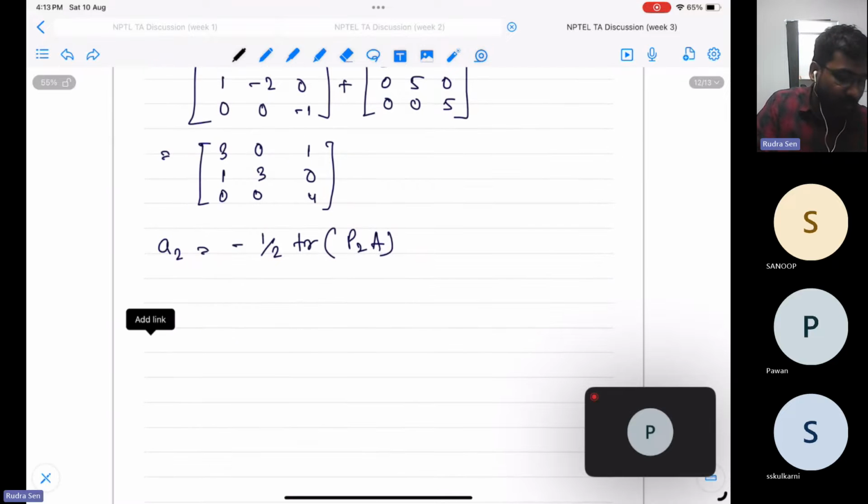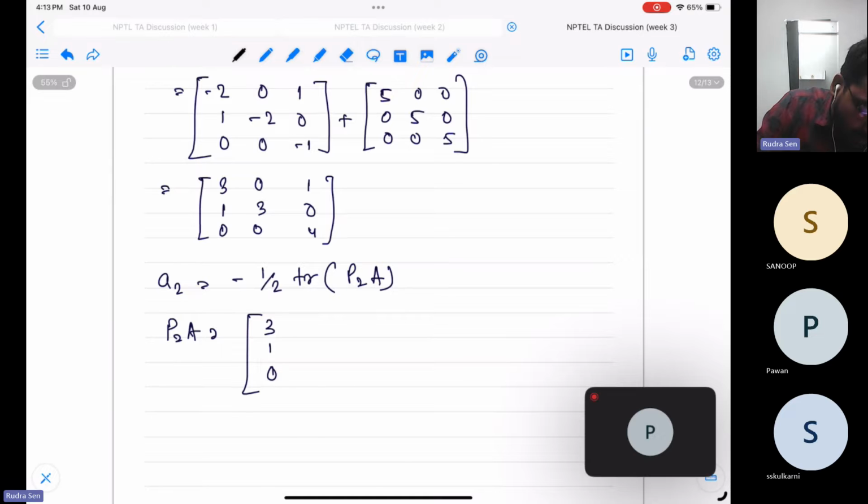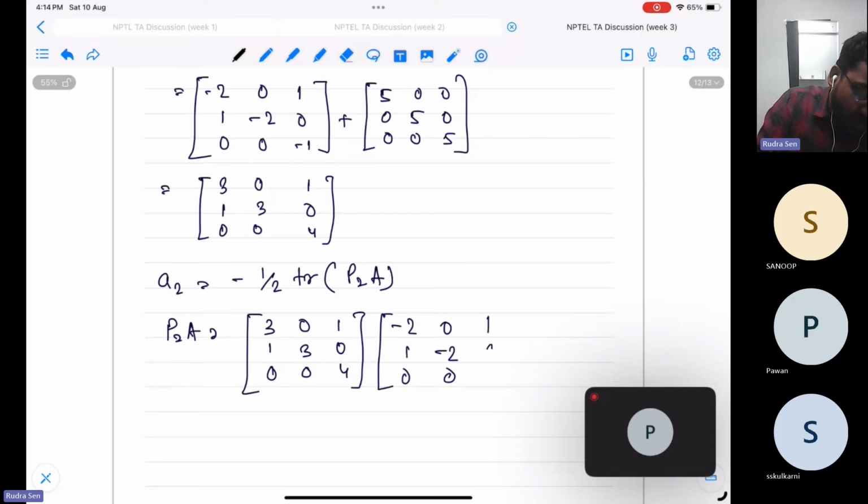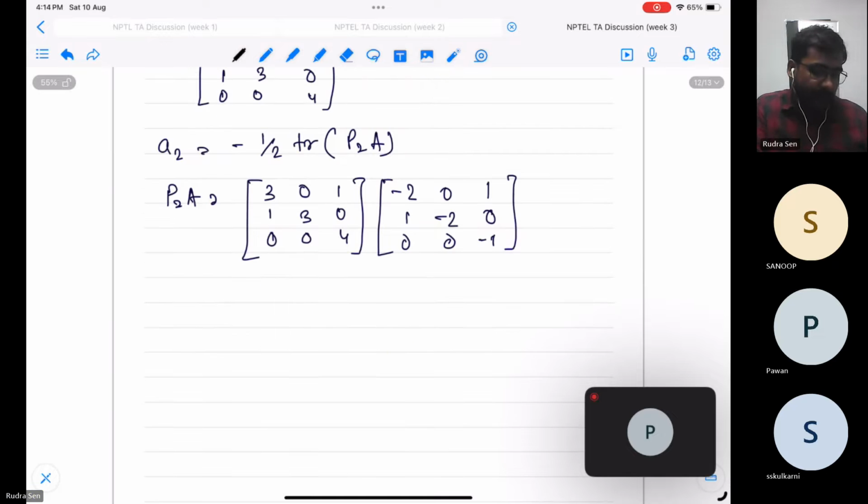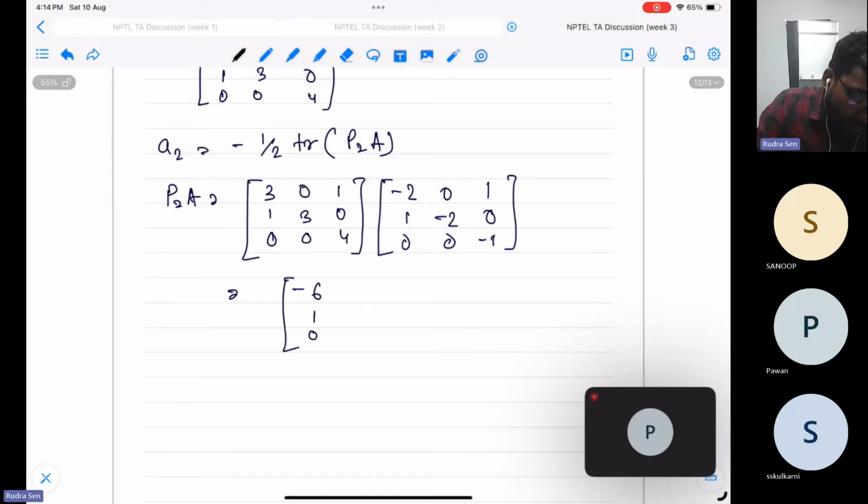So first of all, for that case, you need to find out P2 into A. So what is P2 into A? P2 is 3 0 1, 1 3 0, 0 0 4, into A, minus 2 0 1, 1 minus 2 0, 0 0 minus 1. Okay. So what is the value of P2 into A? It's minus 6 1 0, 0 minus 6 0, and this is 4 1 minus 4.